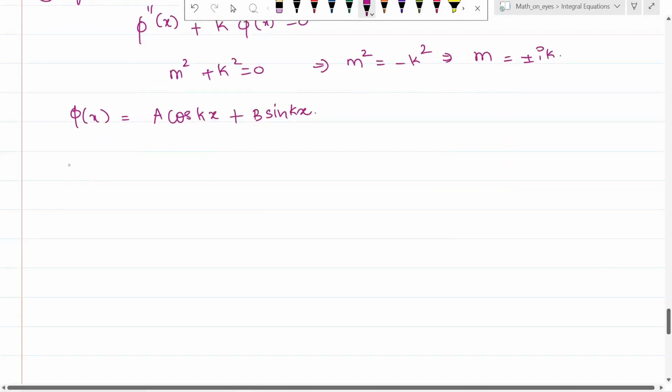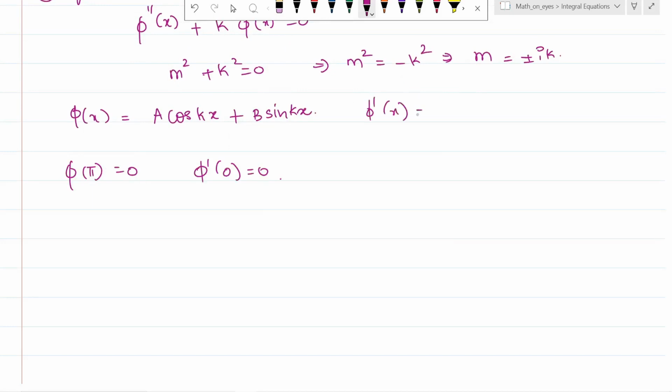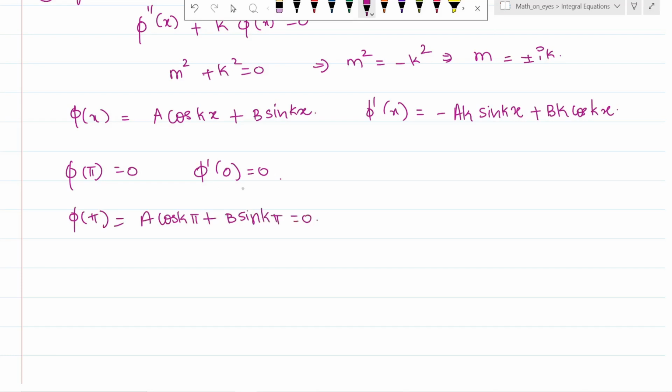Applying the boundary conditions, phi of pi is equal to 0, phi dash of 0 is equal to 0. We will find phi dash of x first, which is equal to minus ak sin kx plus bk cos kx. Phi of pi is equal to a cos k pi plus b sin k pi is equal to 0. And phi dash of 0 is equal to minus ak sin 0 plus bk cos 0 is equal to 0. This part would be 0 since sin 0 is 0, and from this one, bk cos 0, cos 0 is 1, so this is equal to 0.